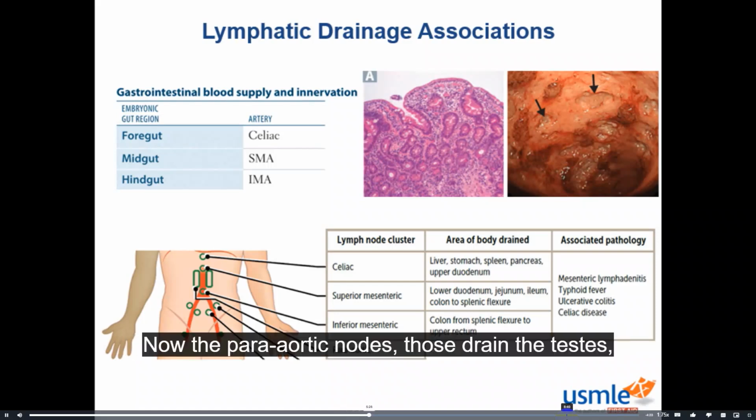Now, the para-aortic nodes drain the testes, the ovaries, the kidneys, and the uterus, which makes sense since all of these organs have their own arteries that jump off the aorta. The para-aortic lymph nodes are associated with metastasis from the structures that they drain.